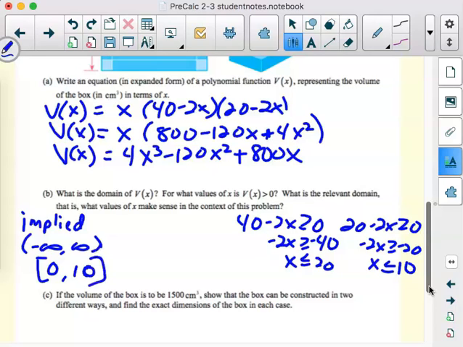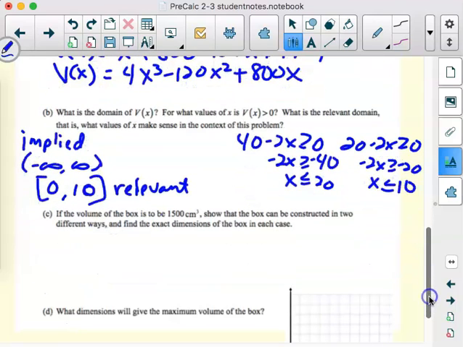All right, so there's our domain, and this would be our relevant domain. This is what makes sense for this problem. Common sense tells us that. And then for part C, it says, what if we tell you that the volume of the box needs to be 1,500 cubic centimeters? Well, we put that in for V of x.